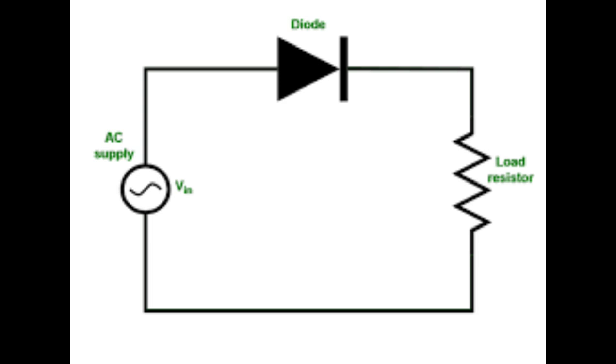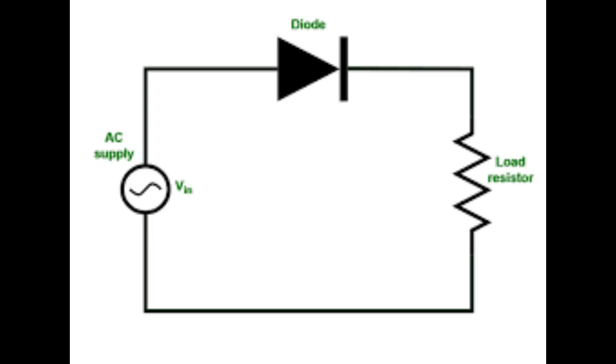As for the working principle of the half-wave rectifier, in the positive half cycle, when the AC input voltage is positive, the anode of the diode becomes positive relative to the cathode. This puts the diode in forward bias. It acts almost like a closed switch with a small voltage drop, typically around 0.7 volt for silicon diodes. Current flows from the source to the diode to the load resistor and back to the source. The output voltage across the load closely follows the positive half of the input AC waveform.